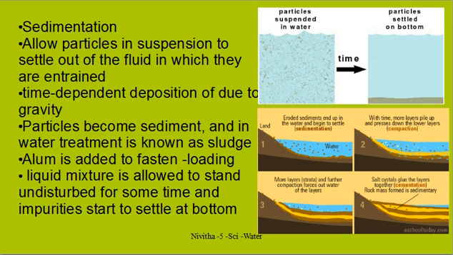Now, to make sedimentation faster, we add alum. Alum is added to speed it up. This process is called loading. Adding of alum, a chemical, is called loading, to speed up the sedimentation process. How does it happen? When alum is added to muddy water, for example, the alum particles attach themselves to the particles suspended in the muddy water. So the impurities in the water and the alum particles get attached to each other.